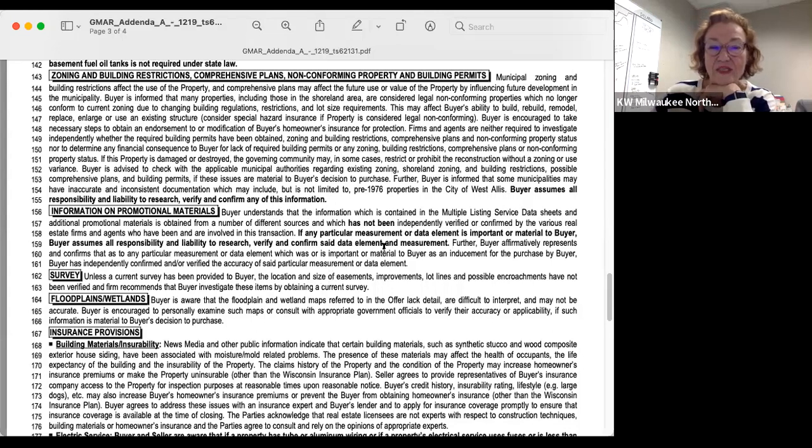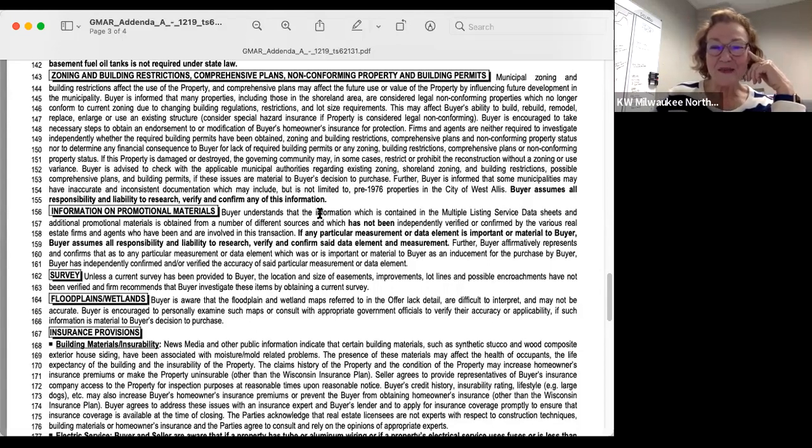If any particular measurement or data element is important or material to the buyer, buyer assumes all responsibilities and liability to research, verify. I hope you can hear me. There's a little construction going on behind my back.